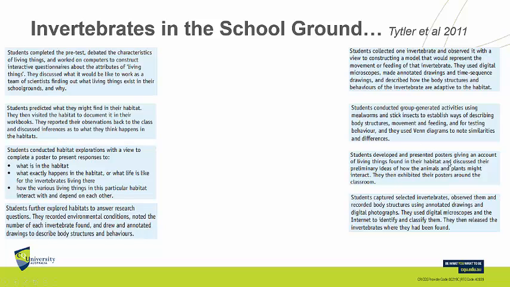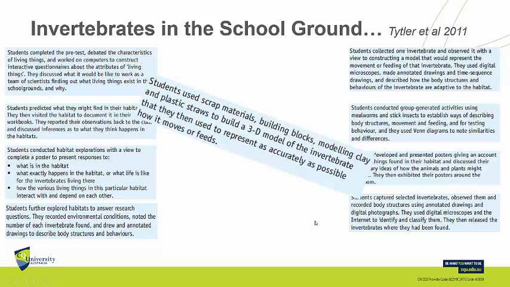Students developed and presented posters giving an account of living things, and discussed some preliminary ideas about how the animals and plants might interact. They then have a poster show, and they captured selected invertebrates, observed them and recorded body structures, drawings, digital photographs, all the work that Joseph Banks used to do, all the work, for instance, that Charles Darwin used to do. These kids are what Piaget would call the child scientist. They use digital microscopes and the internet to identify and classify. They then release the invertebrates where they had been found. They return them to their ecosystem.